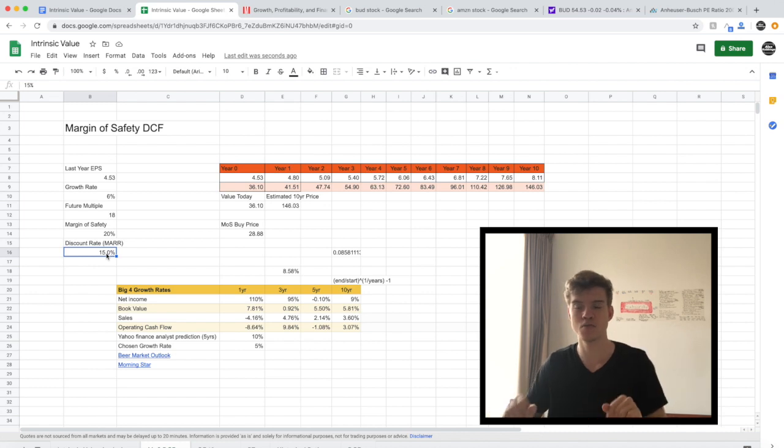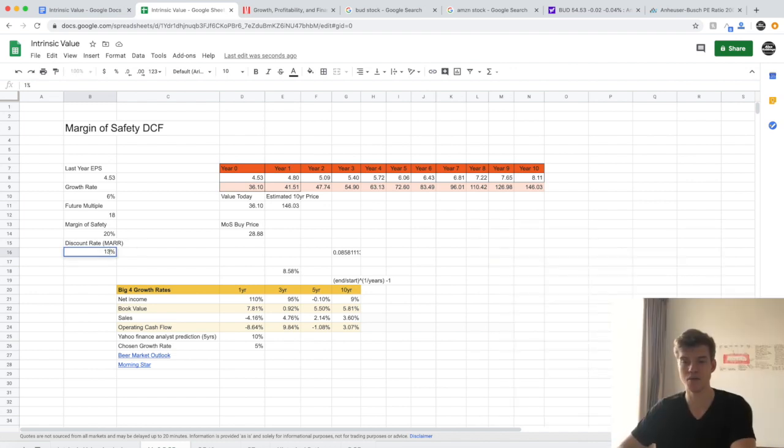Phil Town mentions in his book that he uses a 15% discount rate because he wants to achieve a minimum of 15% when he's investing in an individual company. This might seem high, but it does actually make sense. If you're taking on an individual risk to invest in a specific company, you want to be compensated for taking on this extra risk. You want to be getting returns way greater than the market. And historically, the market has returned anywhere from around 7 to 10% each year. So you want to be getting at least double that, so around 15%.